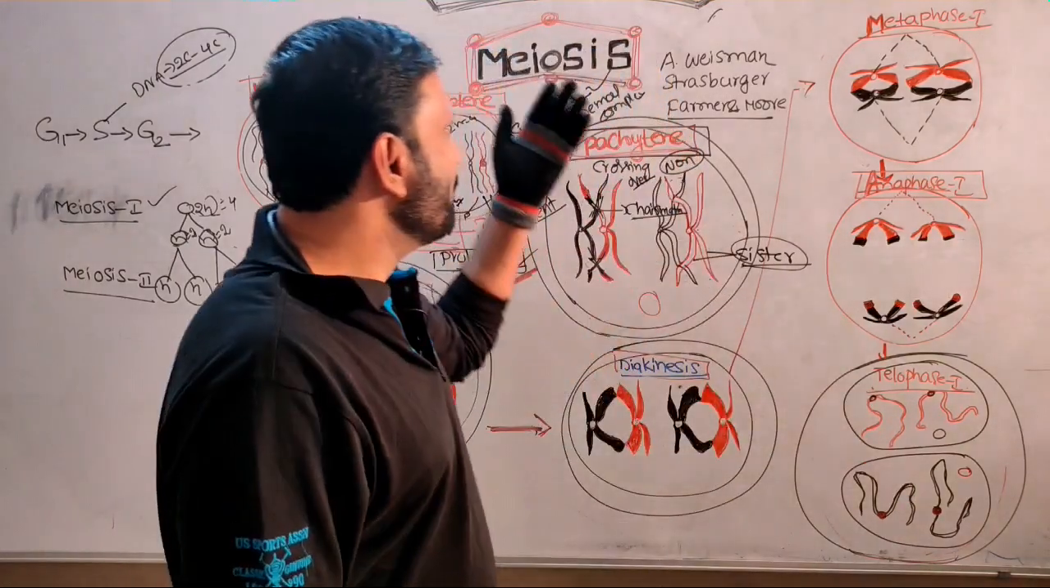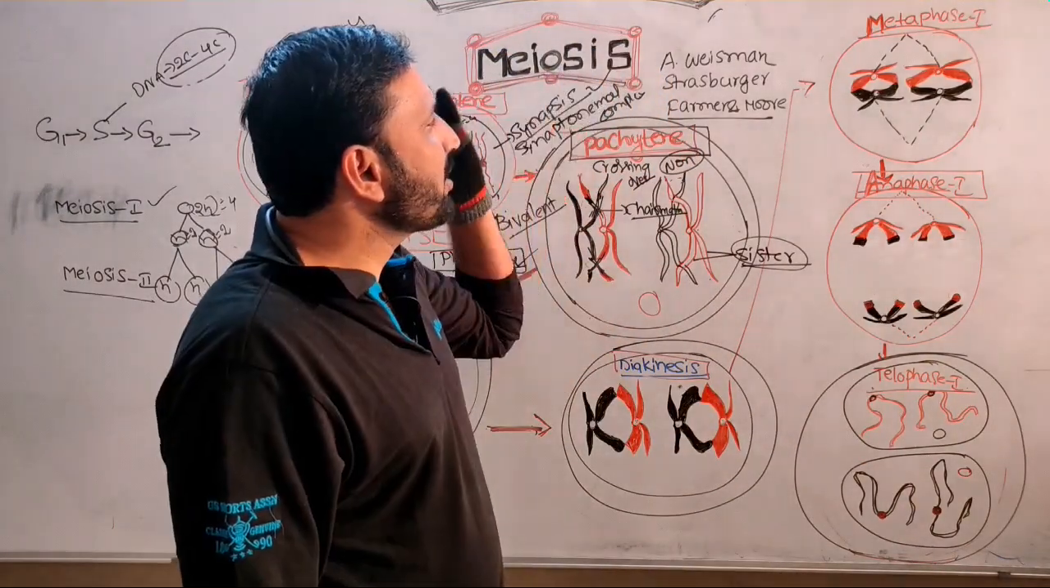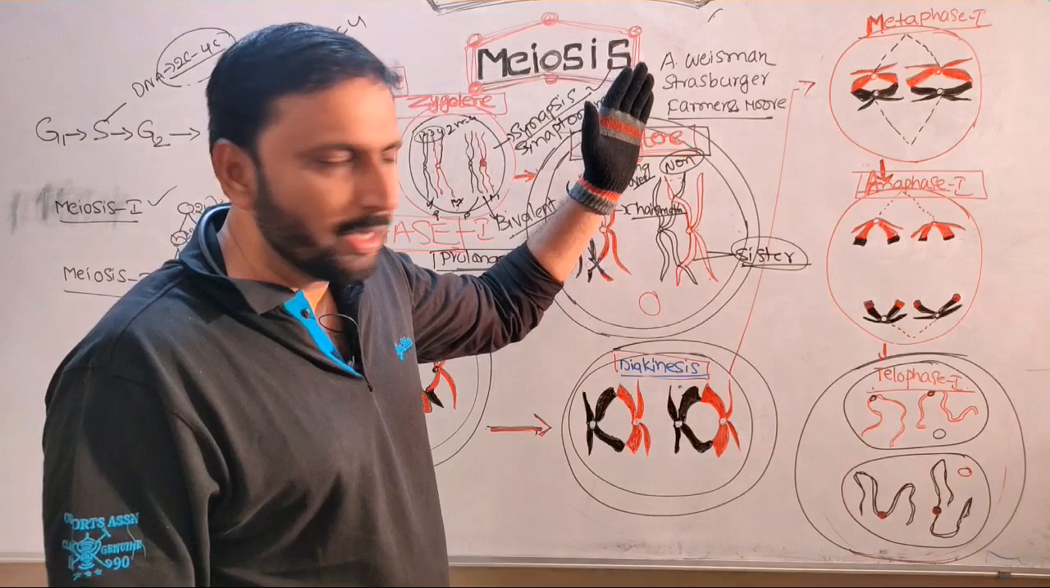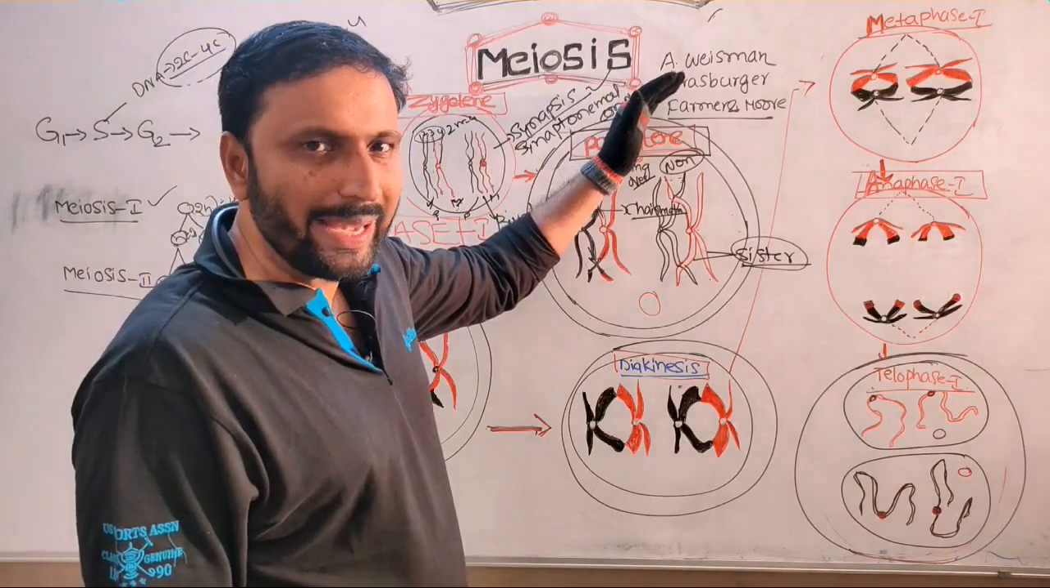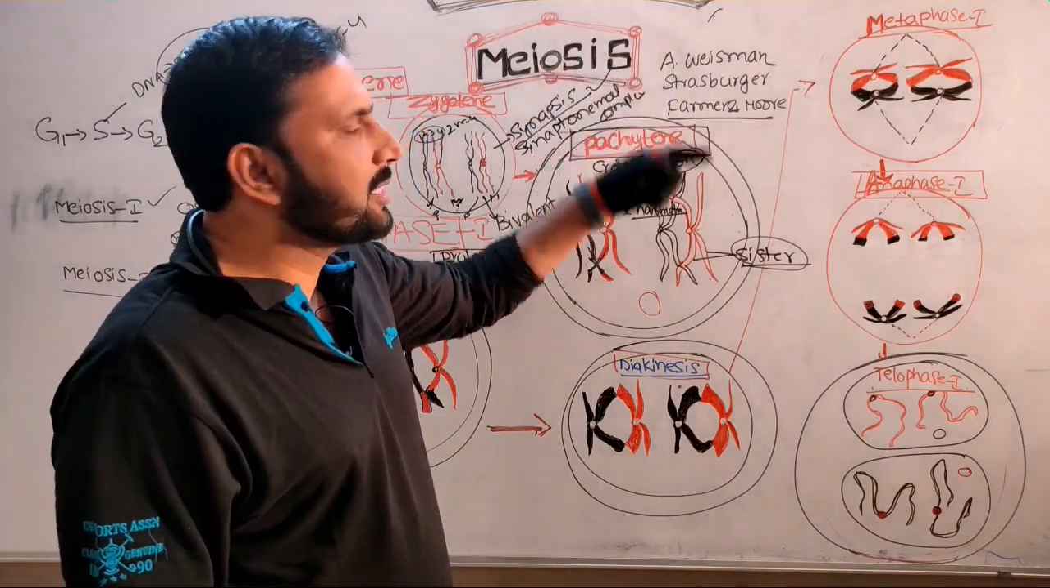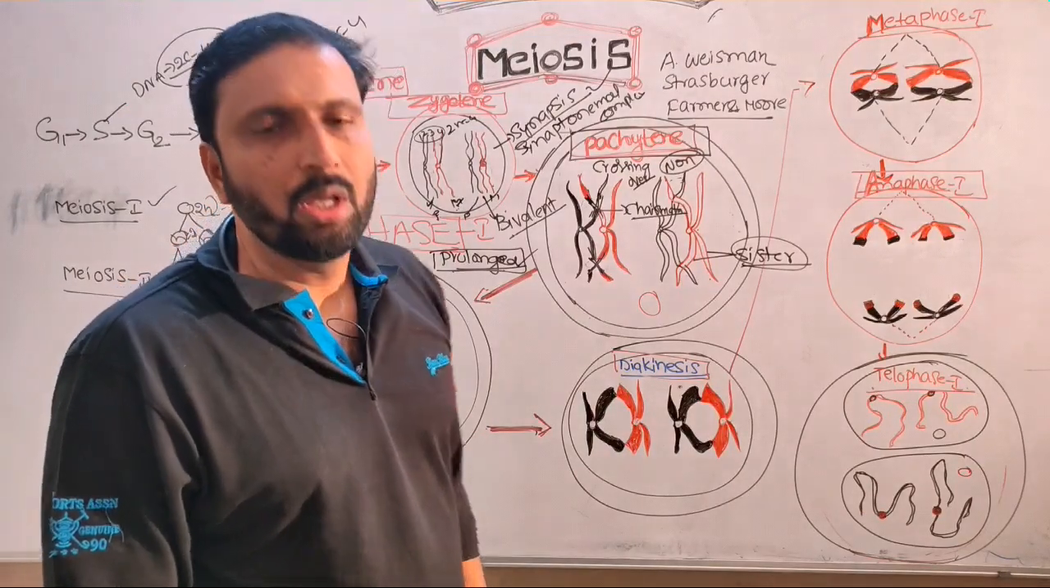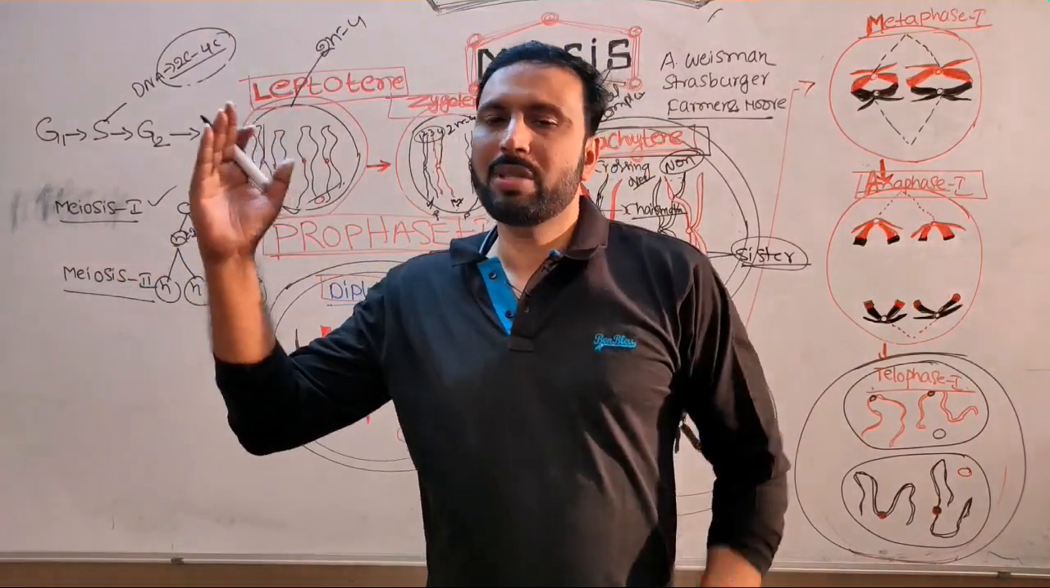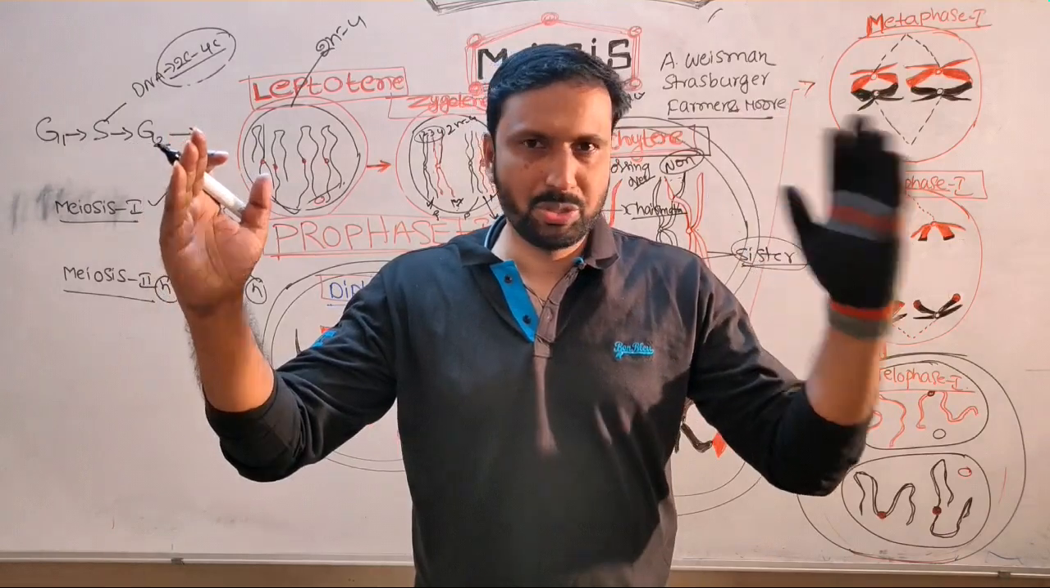Today, our topic is meiosis. Meiosis was first reported by August Weismann, and later proved by Strasburger in plants. The term meiosis was coined by Farmer and Moore. In meiosis, mainly two steps are there: meiosis 1 and meiosis 2.